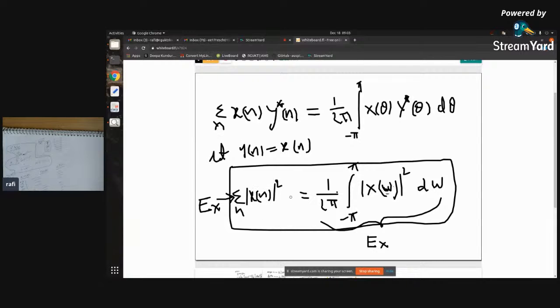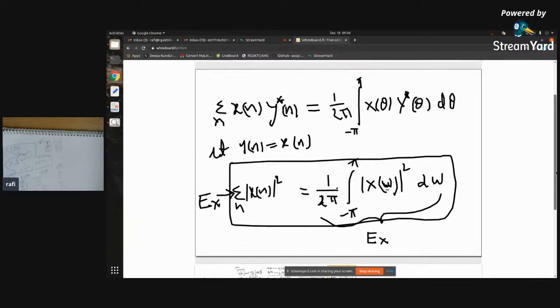Since the energy in time domain is given with this expression, if you know x of omega, take magnitude square of x of omega and integrate from minus pi to pi and divide by 2 pi. This will give the energy of the signal. So this is called finding energy in frequency domain. If someone asks you what is the energy of the signal by giving the spectrum, you need not calculate the IDFT. You just substitute x of omega here and you will get this energy. Okay, is it clear?